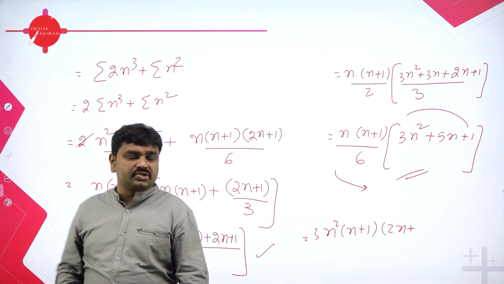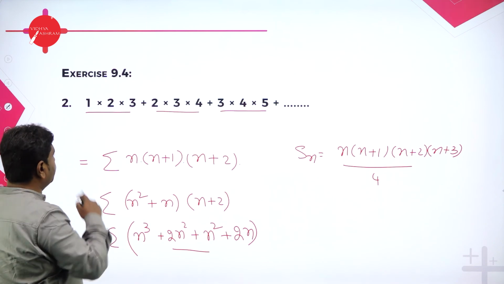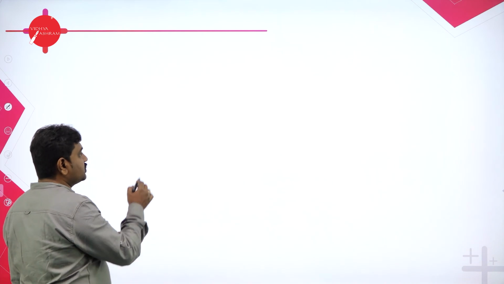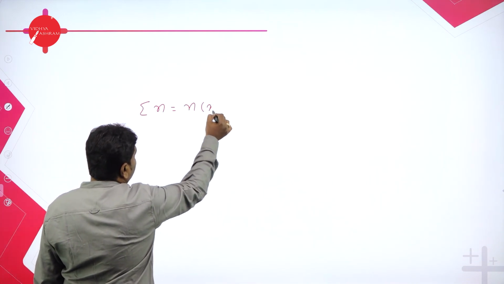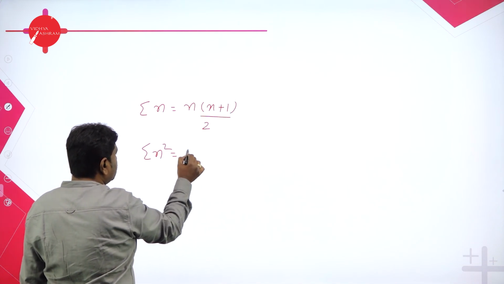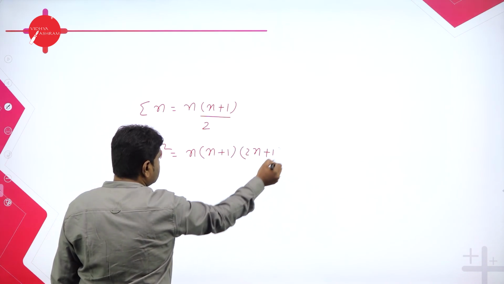So I hope all of you understood special series. In special series, we have done summations of problems like this. So now let me summarize what we have discussed. You should be thorough with sigma n. What is sigma n? N into n plus 1 by 2. And sigma n square, what is sigma n square? N into n plus 1 into 2n plus 1 by 6.